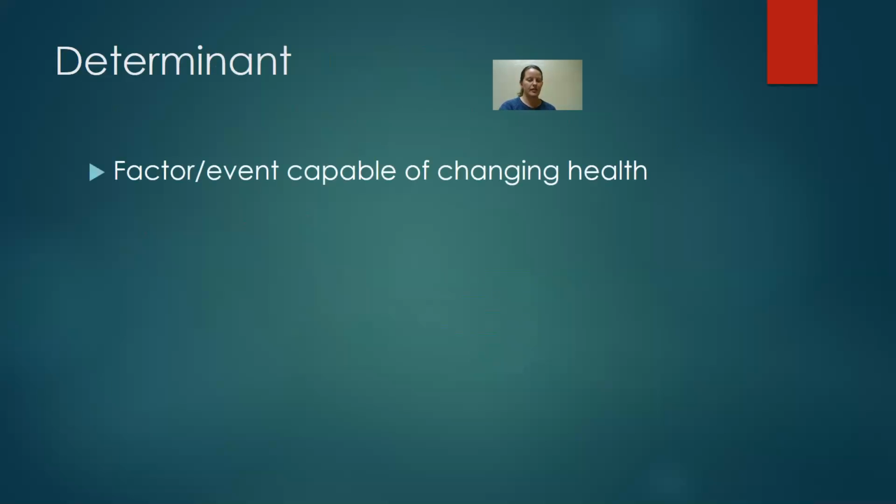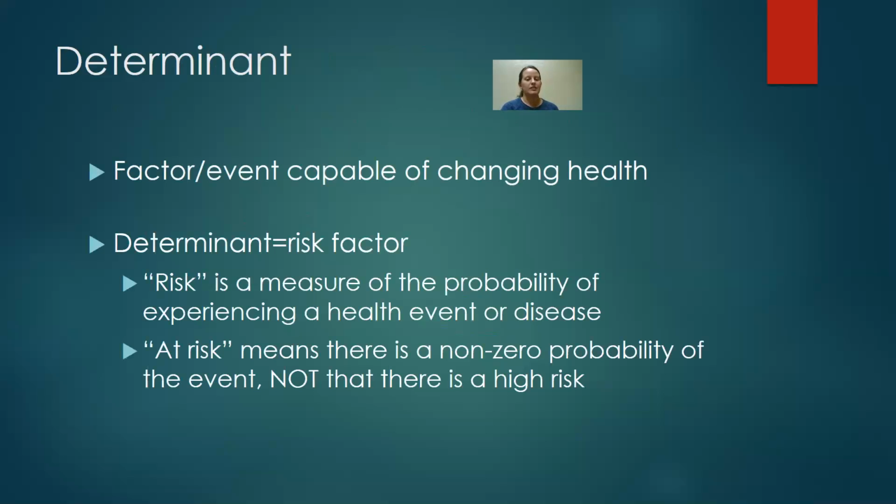Then determinants are what we really think of as risk factors. So it's any factor or event that could change health, an individual's health or the health of a population. And when we talk about risk in epidemiology, we are really just talking about the probability of an event occurring. So at risk means there's a non-zero chance of a disease happening to someone or an event happening to someone. We don't mean at high risk necessarily.